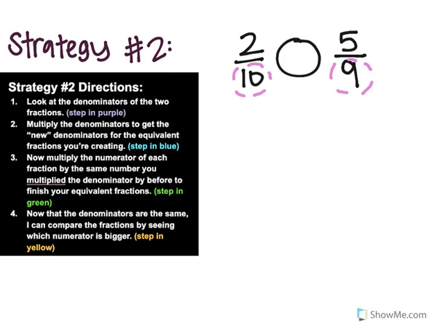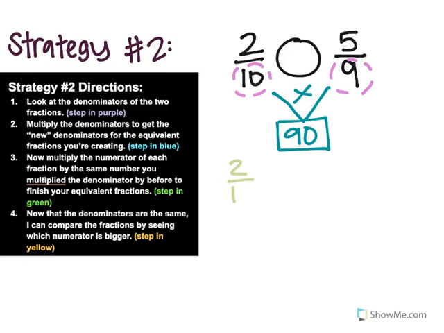Okay, we are going to multiply them together, meaning I'm going to do 10 times 9. So 10 times 9 gives me 90. This is my new denominator that's going to be the denominator for both 2/10 and 5/9 once I get their equivalent fractions. So I'm going to create those now.